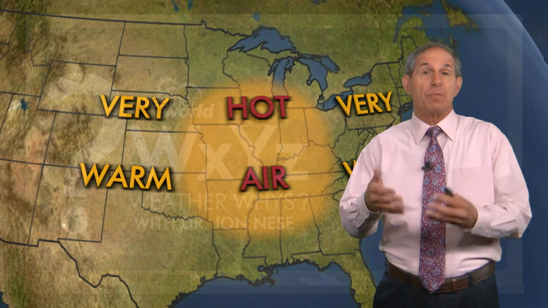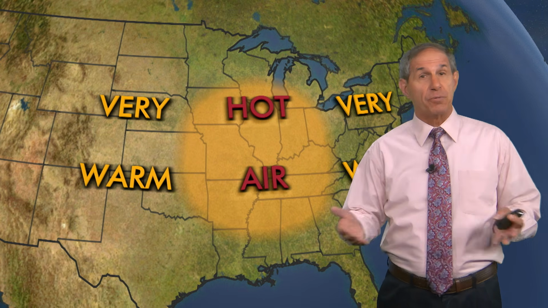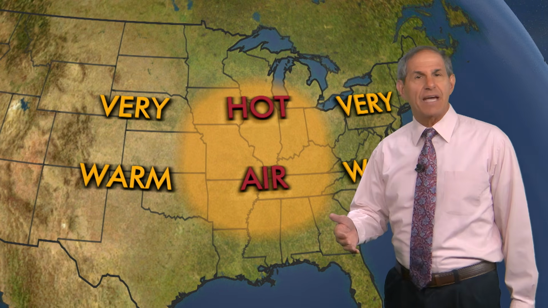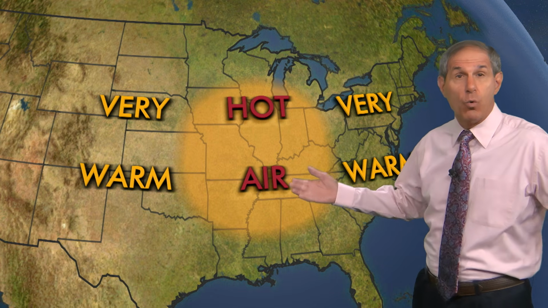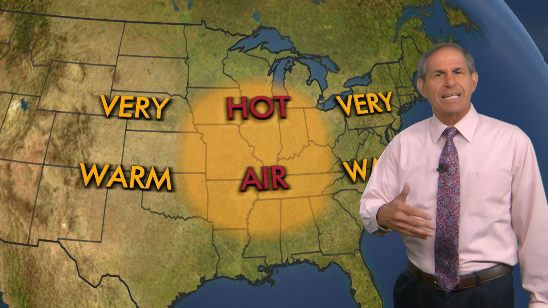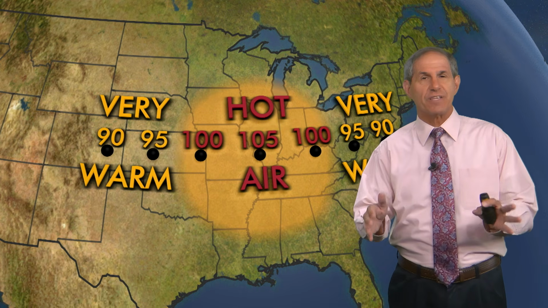Well, let's start with a hypothetical but realistic summer weather map with a pool of hot air centered in the mid-Mississippi River Valley. Let's say that the air to its east and west is still very warm. After all, it's summer, but the hottest air is right in the middle. Now let's assign some realistic temperatures to this setup.